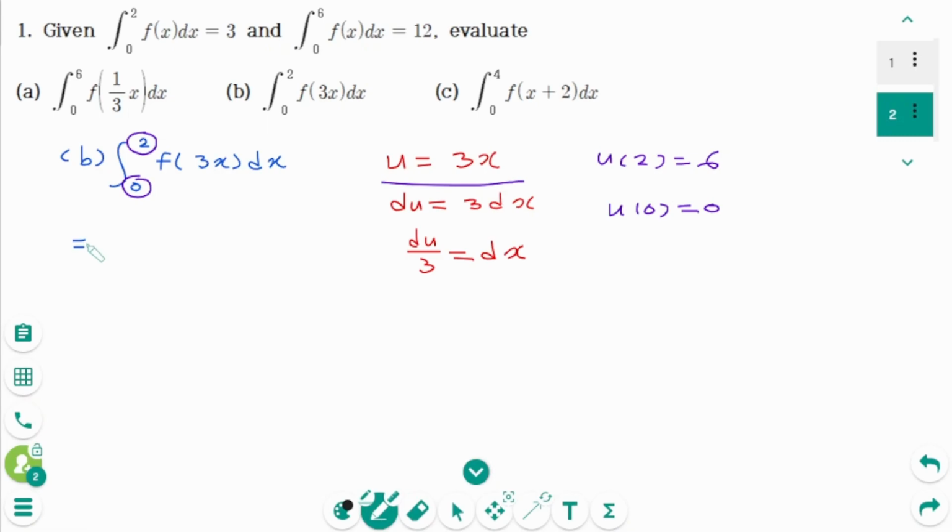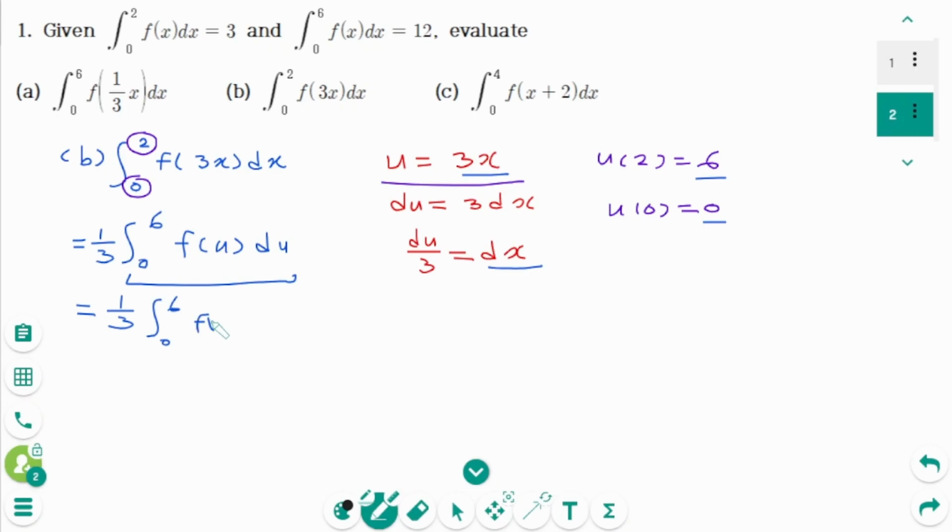Then back to the original integral. Now the new upper limit is 6 and the new lower limit is 0. Then f of 3x is f of u, and dx is 1/3 du. This equals 1/3 times, changing the variable, the integral from 0 to 6 of f of x dx. This equals 1/3 times 12, since this part is 12. The final answer is 4.